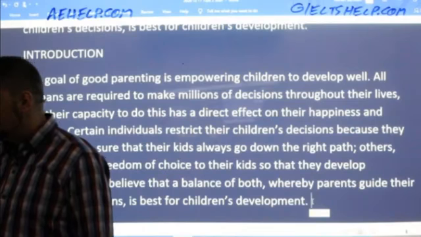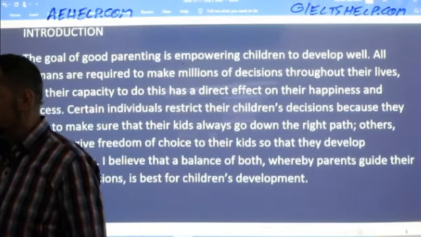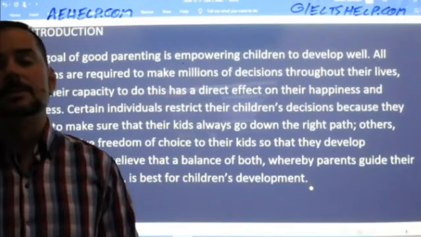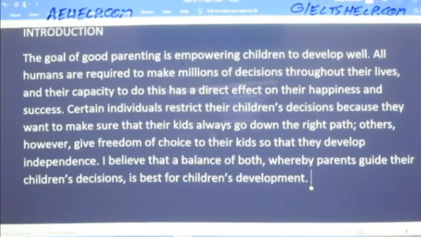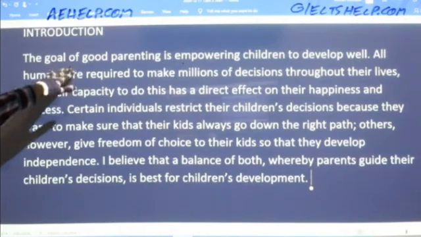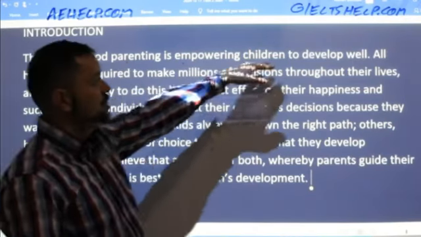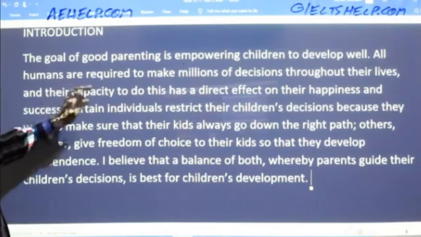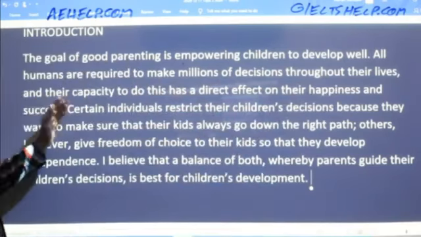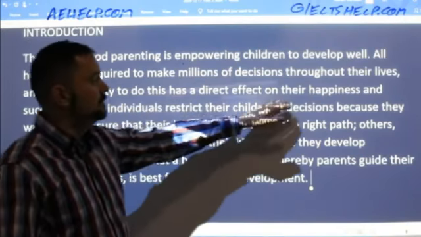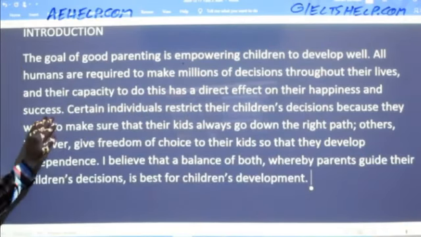It's important to have a good introduction, all right? Remember, a good essay will be closer to 300, 310 words, so having 90 for your introduction is not all that bad. All right, here we go. So read with me. The goal of good parenting is empowering children to develop well. All humans are required to make millions of decisions throughout their lives, and their capacity to do this has a direct effect on their happiness and success.